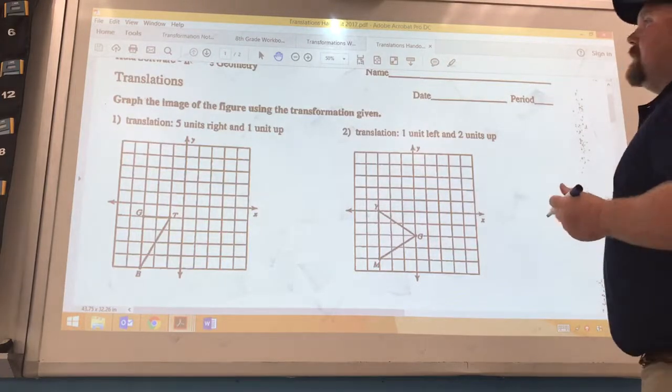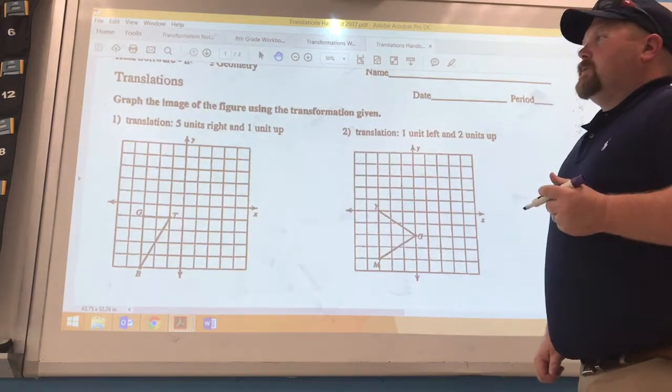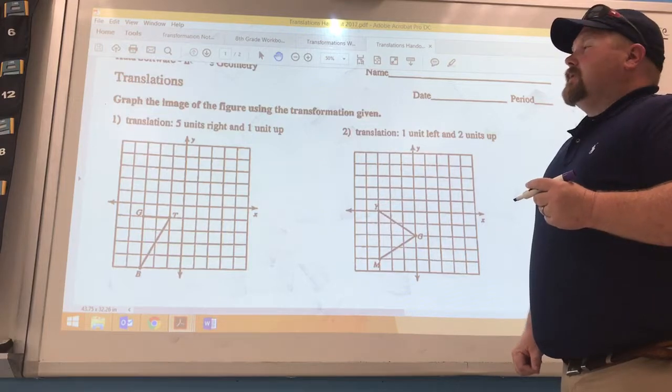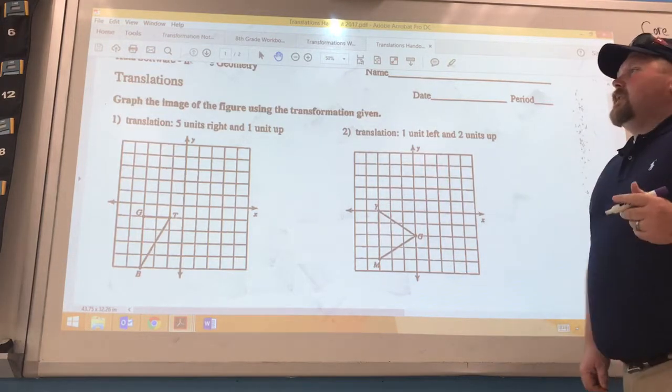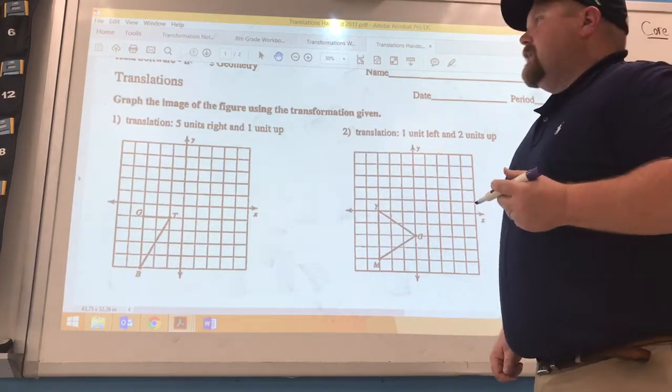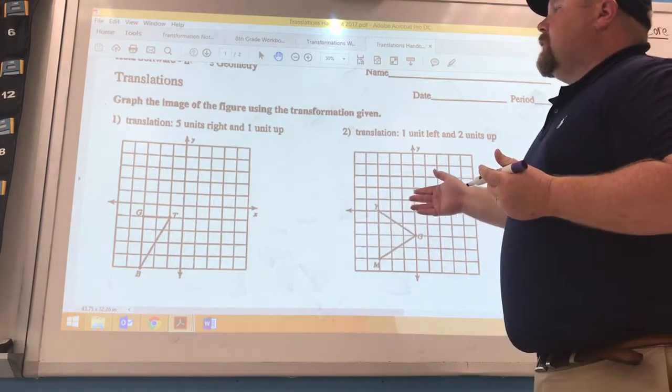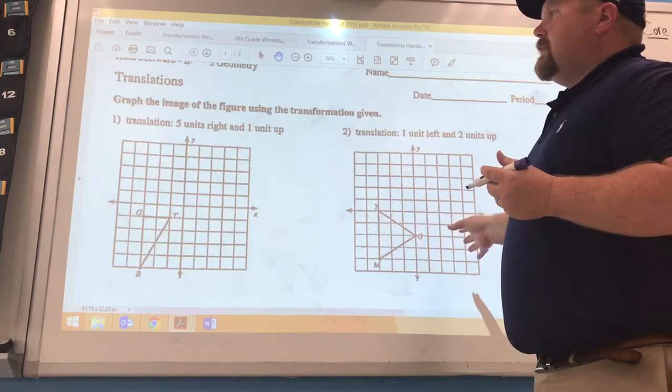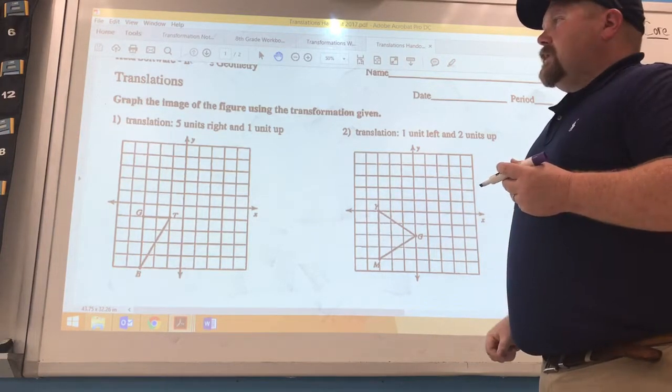Alright, this is the translations handout that was given out Tuesday, August 22nd. I'm going to work a few of the problems out as examples. These are some of the same ones that we worked out in class today. So on the first one, I'm on the side that says translations. This is the side that has no multiple choice on it.